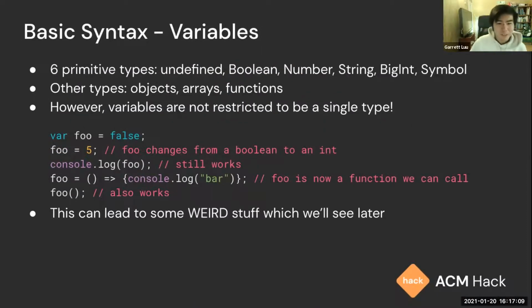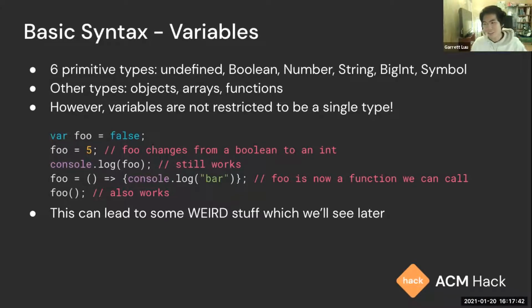Okay, so next up, there's different types of variables. We'll get more into types, obviously, with TypeScript. So there's undefined, Boolean, number, string, big int, and symbol. And then there's other more advanced types like objects, arrays, and functions, which we'll talk about later. But the thing about JavaScript is that variables are not restricted to be a single type. So you can do crap like this where you define a variable as false and then you define it as 5 and it still works, right?